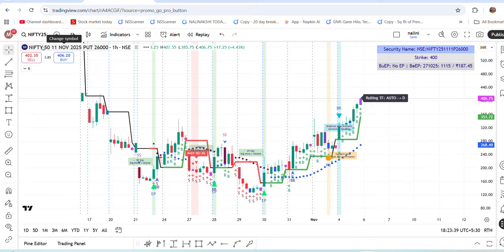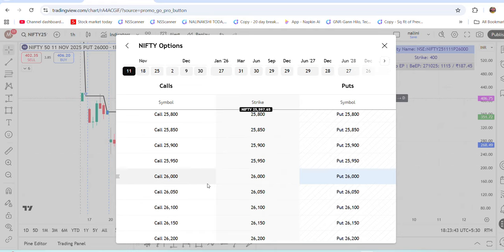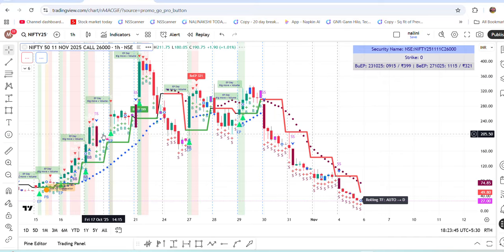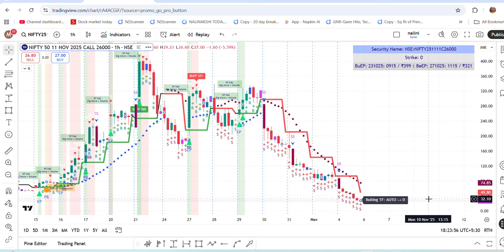26,000 call option. Let us go and check. It might have become peanuts. It is a delight for the people who have written the call option. See, they have written the call option. The person who has written the call option around 321, it has become 22 rupees. So cheap. It has come down to the bottom. 26,000 call option, for a writer, it is a boon actually.